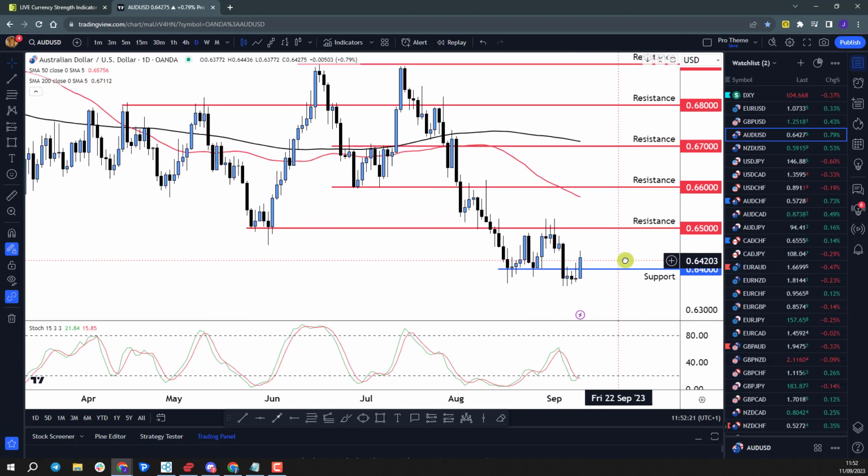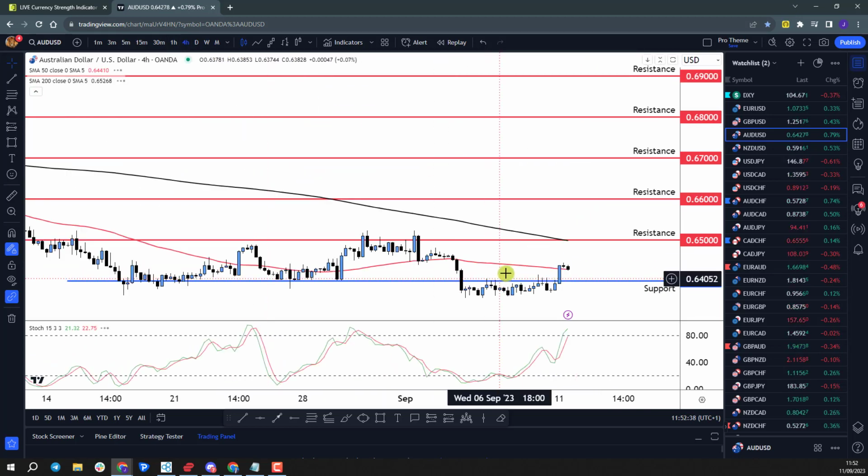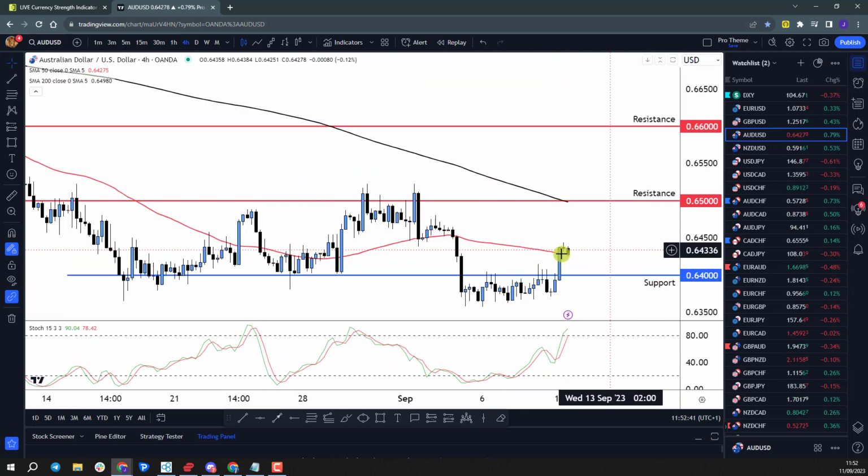The 0.64 support held. Essentially we traded to 63.66 low, which formed on the 17th of August. We failed to break through that. Price has now traded above. Now, from the sort of grand scheme of things, that burst there could be fading slightly. You can see on the 4 hour starting to punch back a little bit here.